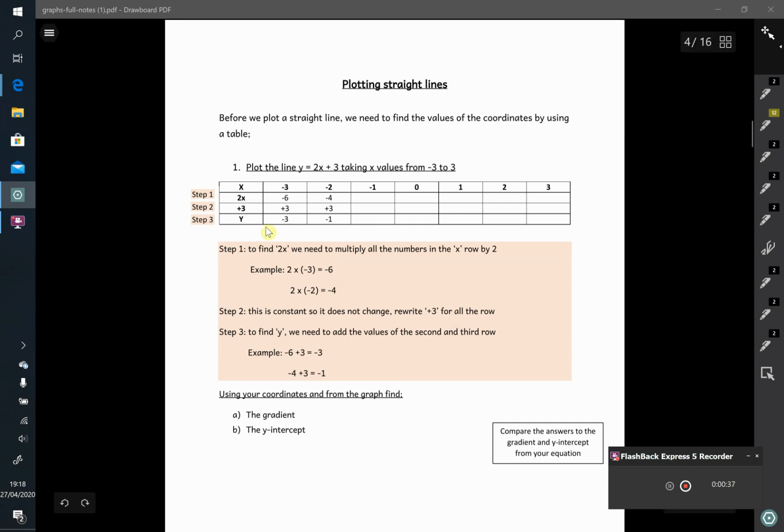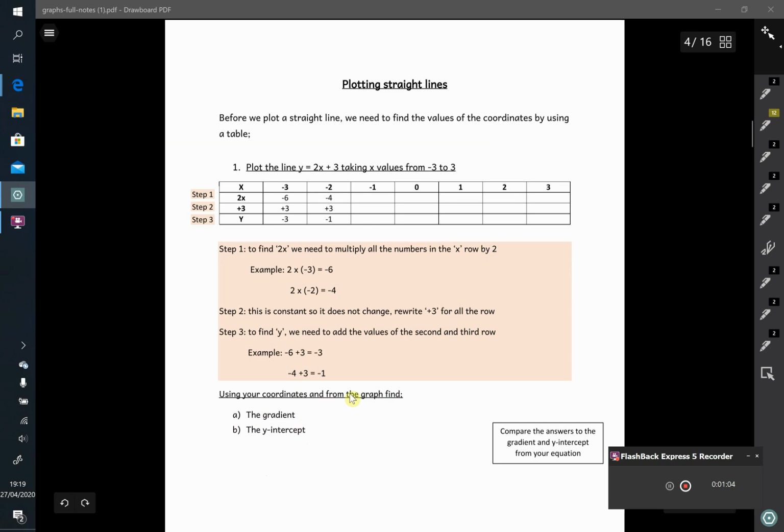You are given an equation of a straight line. You have to create the table, fill in the table, get the coordinates, and then you plot it on your graph paper. And then using your coordinates, you can find the gradient and the y-intercept, from the graph.